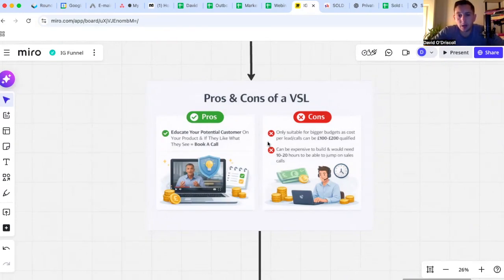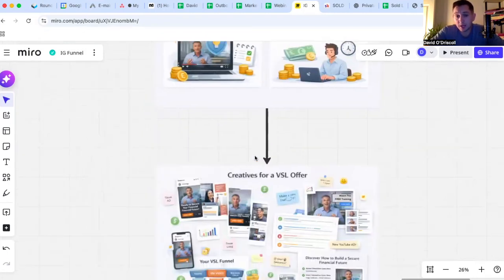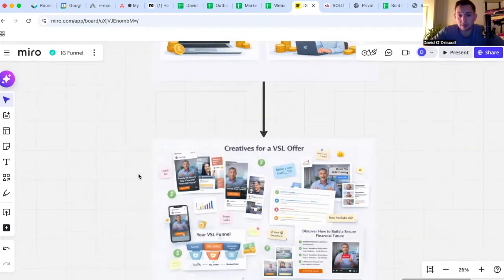Okay. Now, it's expensive to build, and you'd probably need around 10 to 20 hours a week to serve your time to sales calls to speak to these prospects. Now, the thing is, if you do not have that time, the likelihood is you don't have the budget to run a VSL. A VSL requires budget, okay? And it also requires a hell of a lot of creatives.